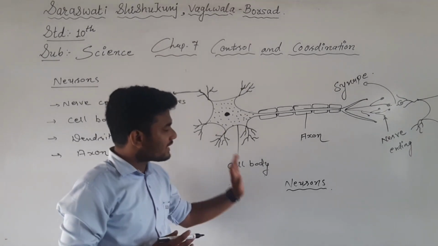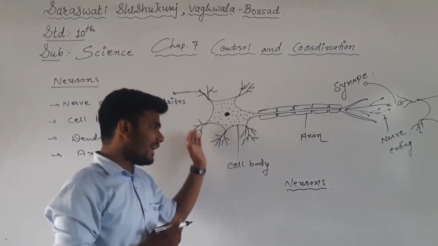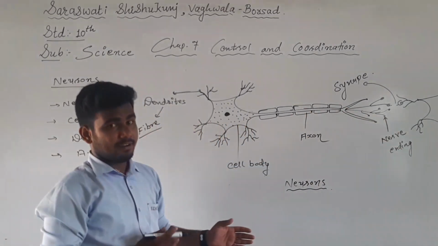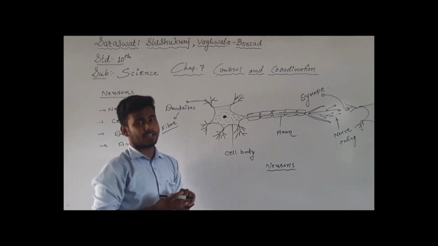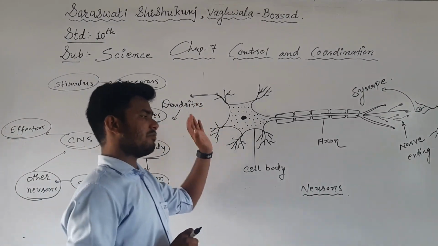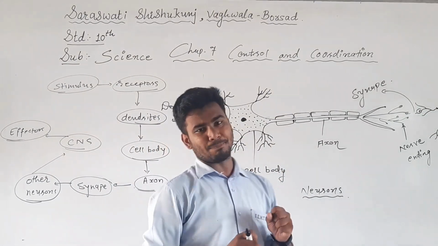After understanding how the message is conveyed from one neuron to another neuron, we will understand how the response is done for the corresponding stimulus. So let's also understand its path.